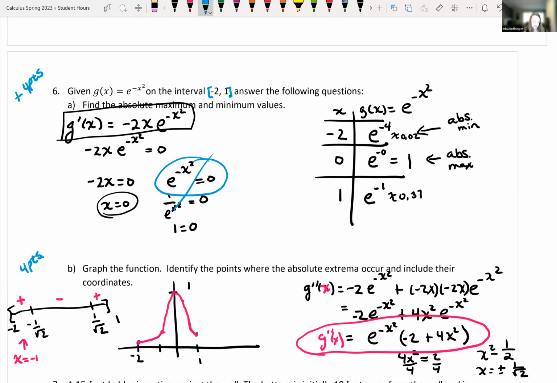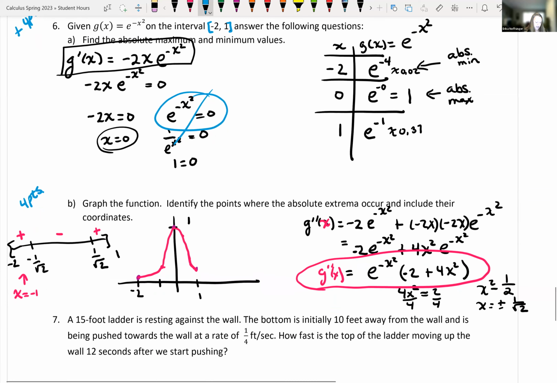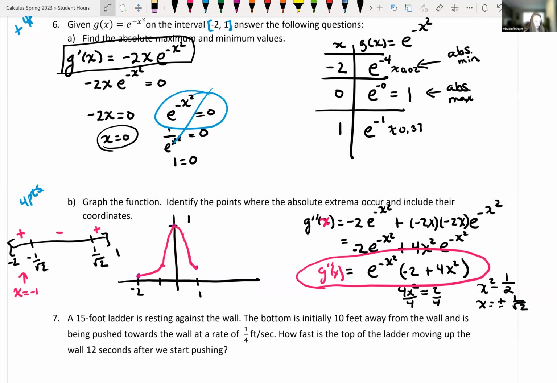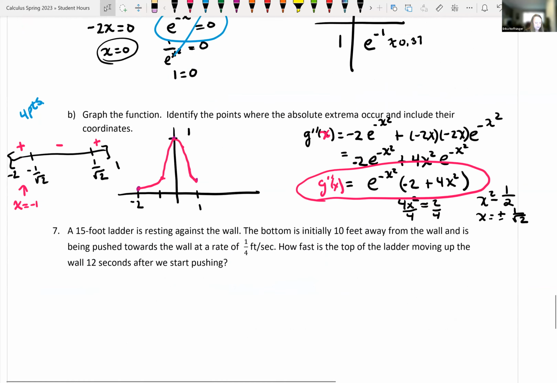Looking at the last question of this exam, we have an optimization problem. Actually, we have a related rates problem, I don't know what type of problem this is anymore. Let me read it and then I'll tell you. A 15-foot ladder is resting against the wall. The bottom is initially 10 feet away from the wall, and it's being pushed forward towards the wall at the rate of 1/4 feet per second. How fast is the top of the ladder moving up the wall 12 seconds after we start pushing? Okay.